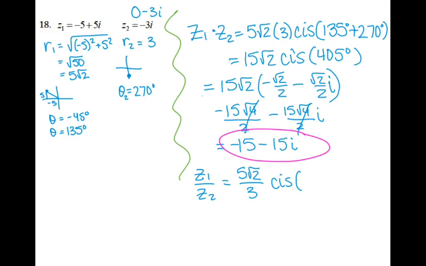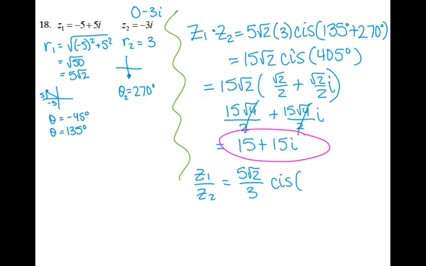So cosine of 405 is positive root 2 over 2. Sine of 405 is positive root 2 over 2. So let me just get rid of this negative. Change this to a plus and this to a plus. Get rid of this negative. There we go. All right, problem solved.